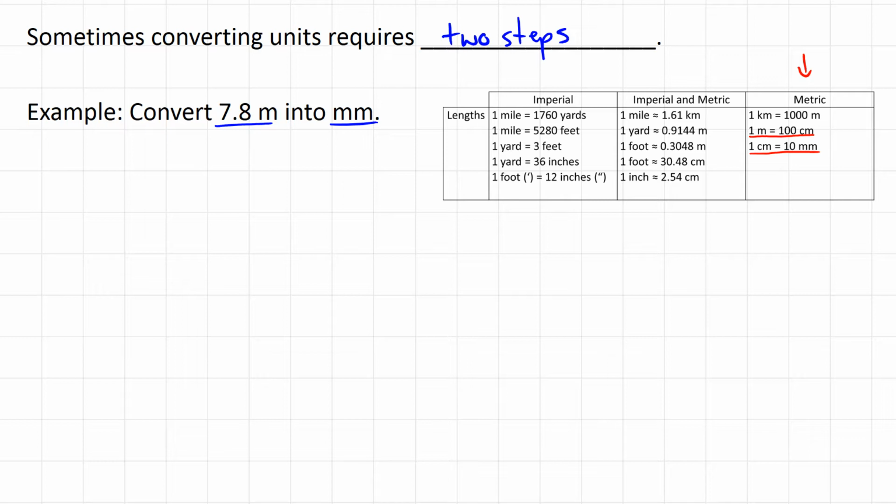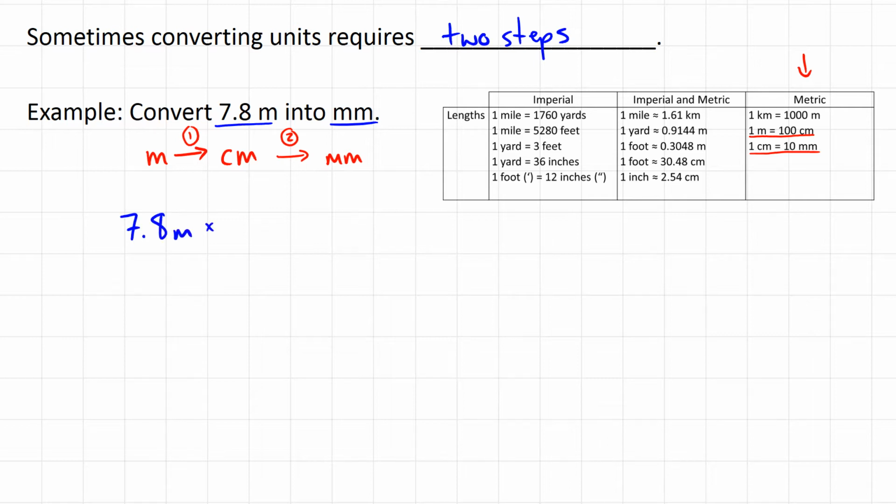to millimeters. So what we're going to have to do is do this conversion in two steps. We're going to have to take our meter unit and first turn it into centimeters. That's step one. And then we're going to have to turn that into millimeters. That's step two. So let's go ahead and get this started. We're starting with 7.8 meters.